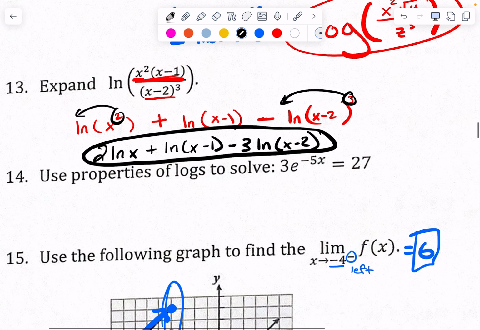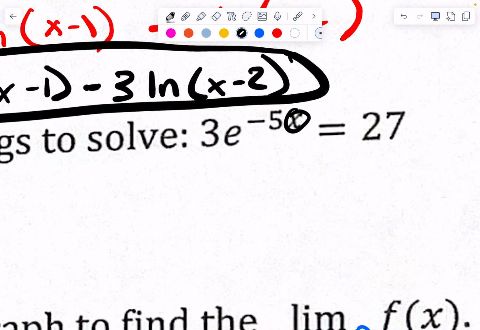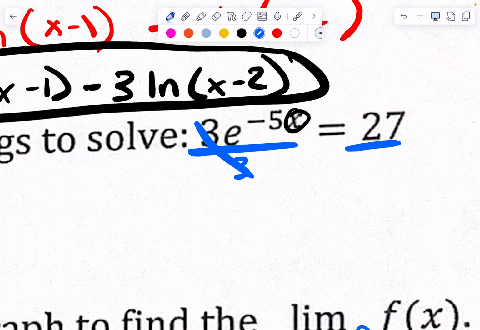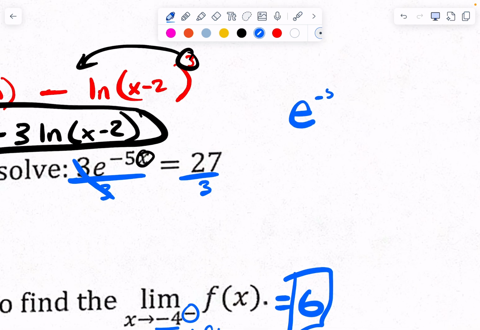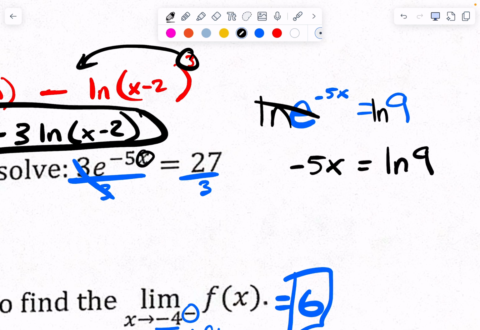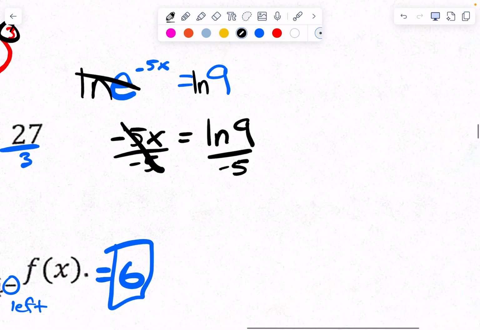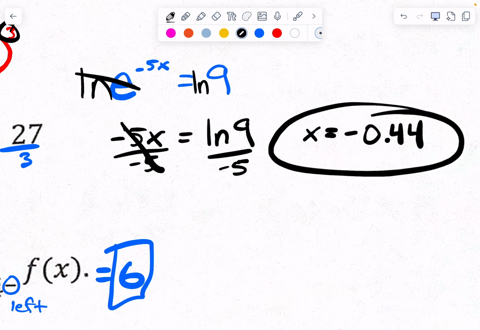Last one. We're solving for x right here, but x is in the exponent, so this requires us to do some things. First and foremost, divide by 3. We've got to get rid of the 3. So we've got e to the negative 5x equals 9. Now ln, because ln and e cancel, but they have to be right next to each other. So I have negative 5x equals ln 9. And then what? Divide by negative 5. So ln of 9, close your parentheses, divided by negative 5. x equals something. Perfect.